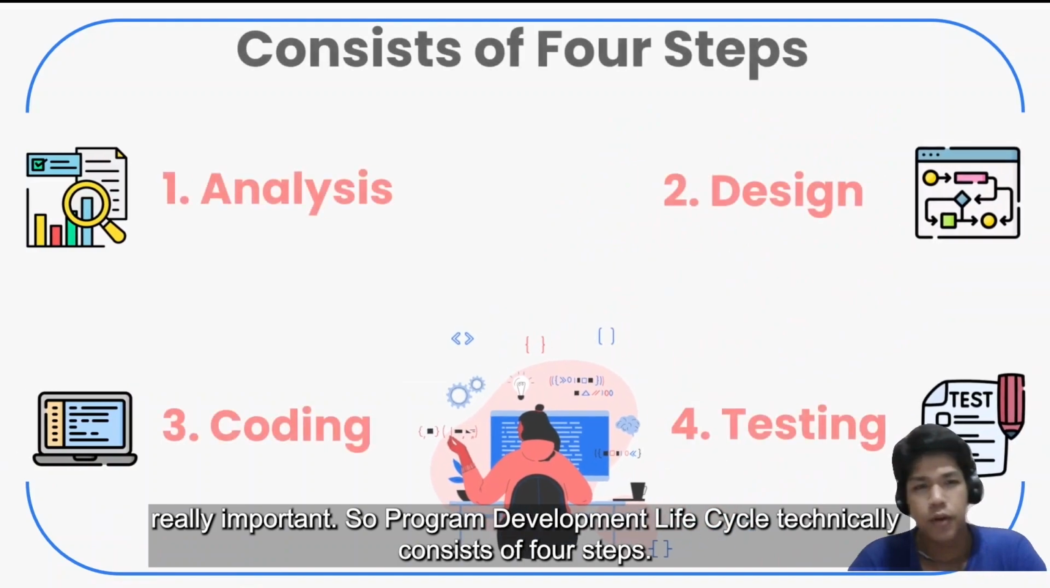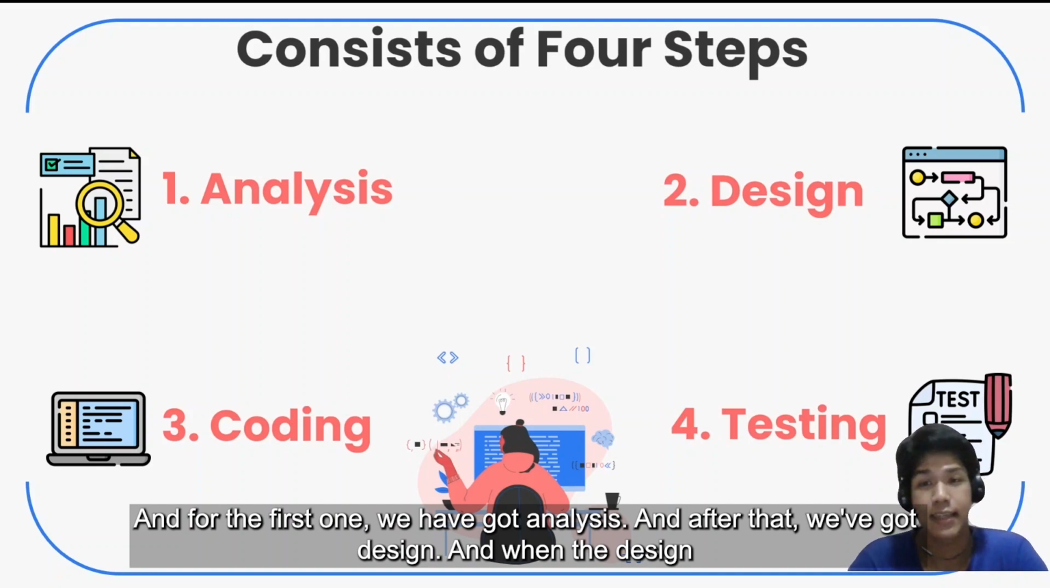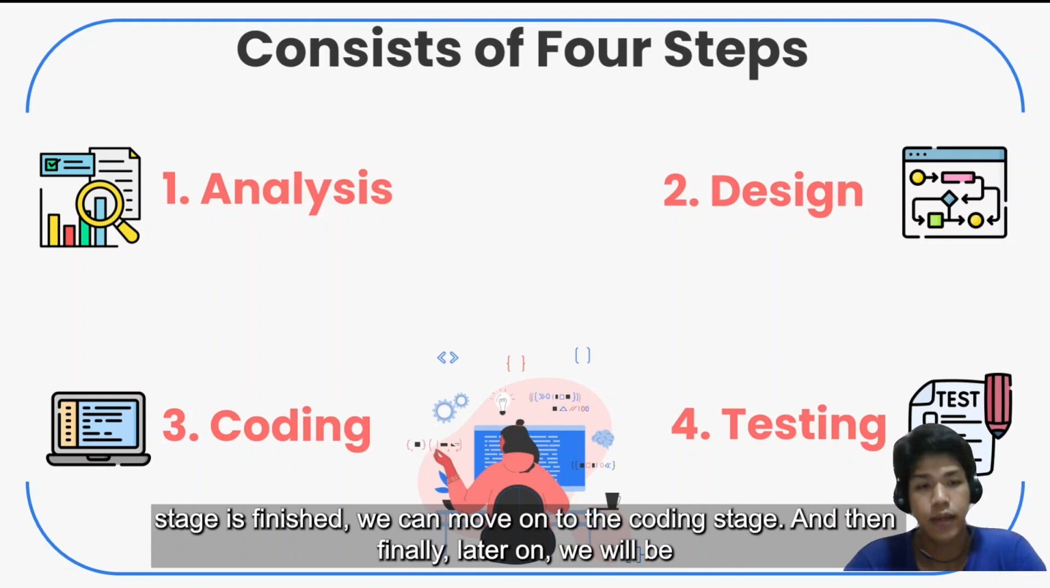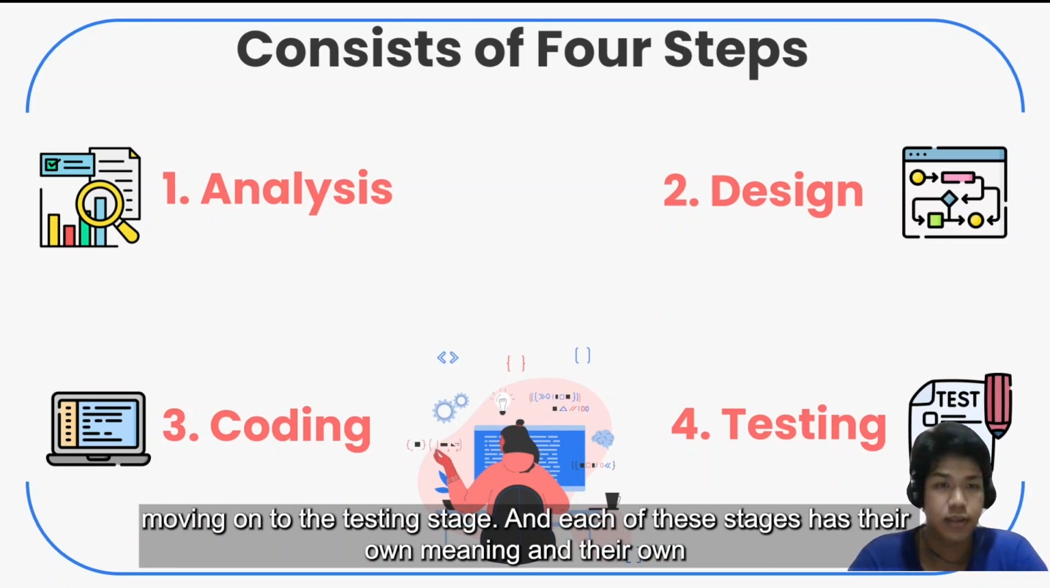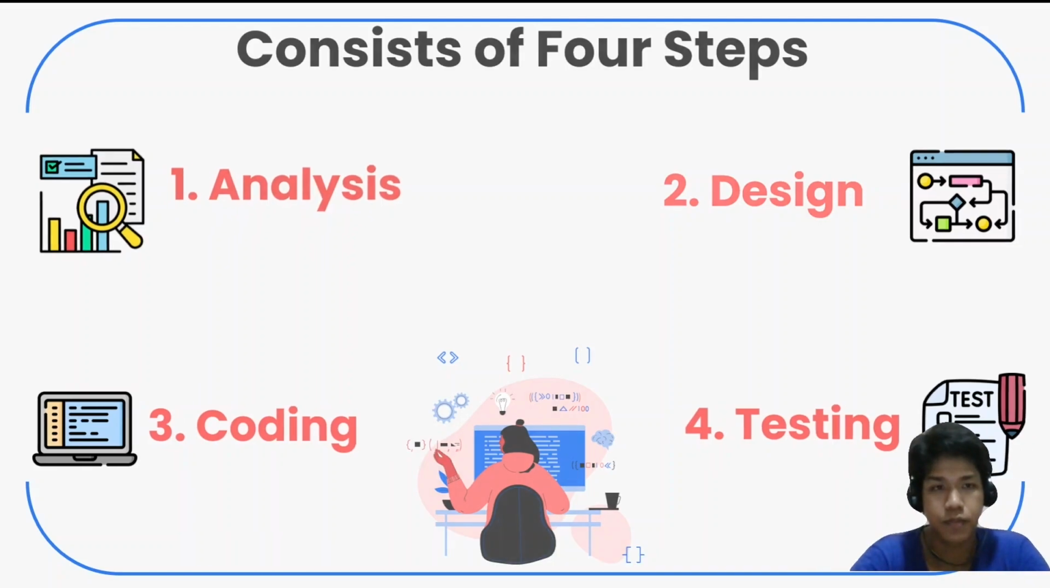So program development lifecycle technically consists of 4 steps. For the first one, we have got analysis, and after that we've got design, and when the design stage is finished we can move on to the coding stage, and then finally later on we will be moving on to the testing stage. And each of these stages has its own meaning and its own procedure to carry out. So let's start diving into it.